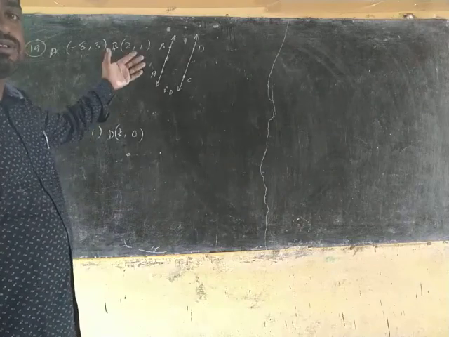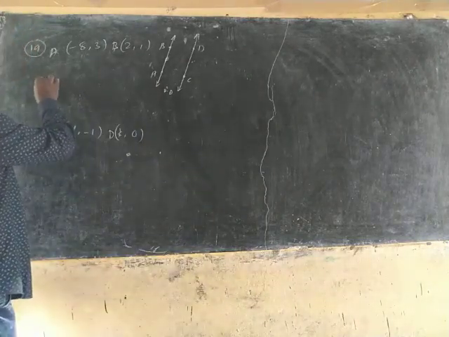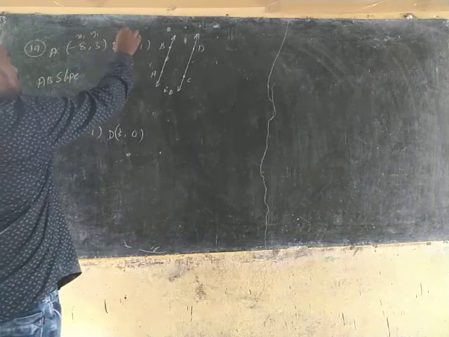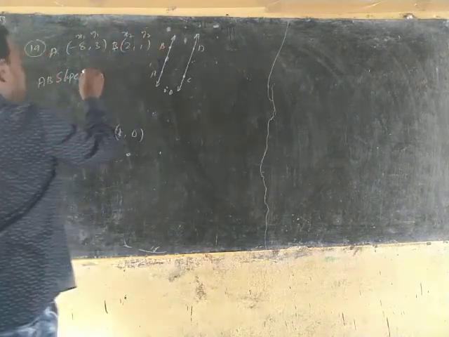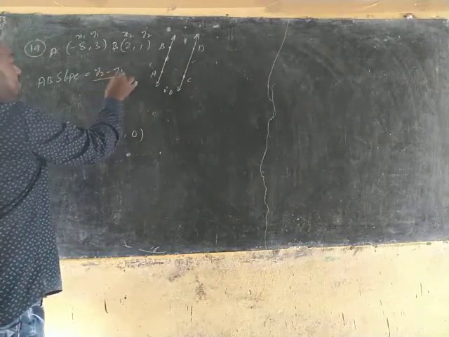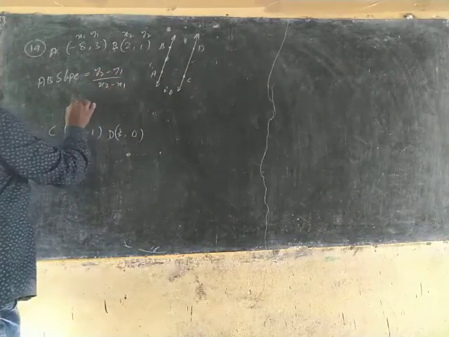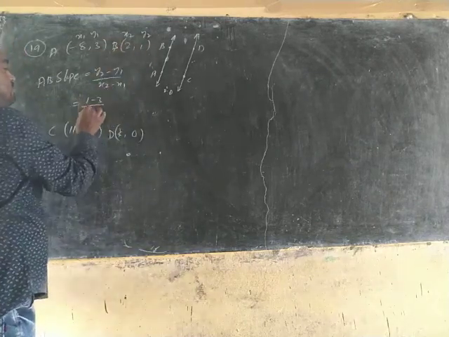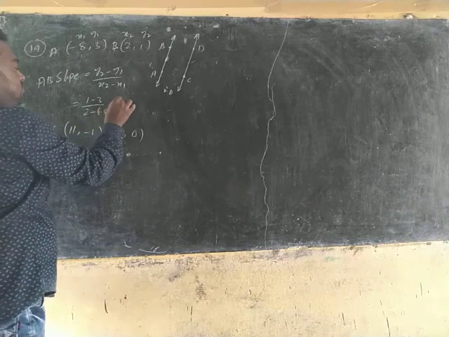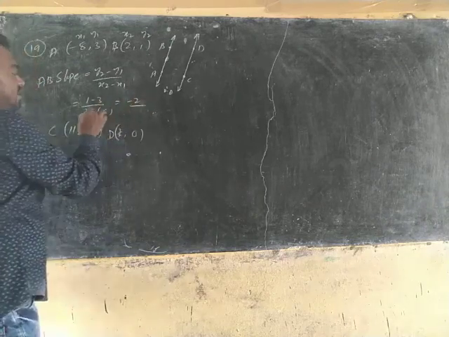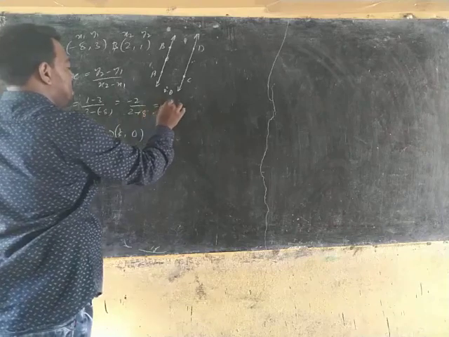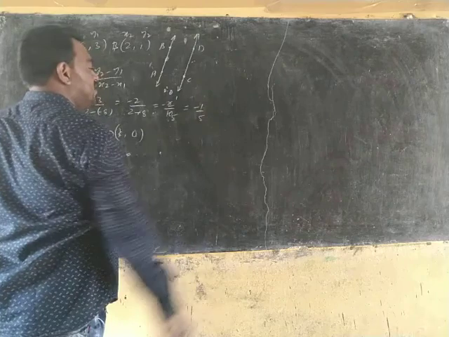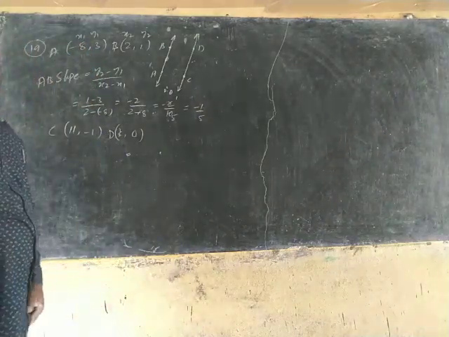You find AB slope. This is x1 y1, this is x2 y2. Slope formula: y2 minus y1 by x2 minus x1. So y2 minus y1, 1 minus 3, by x2 minus x1, 2 minus minus 8. That is minus 2 by 2 plus 8. This is minus 2 by 10. 2 ones are 2, 2 fives are 10. This is minus 1 by 5, the slope of AB.